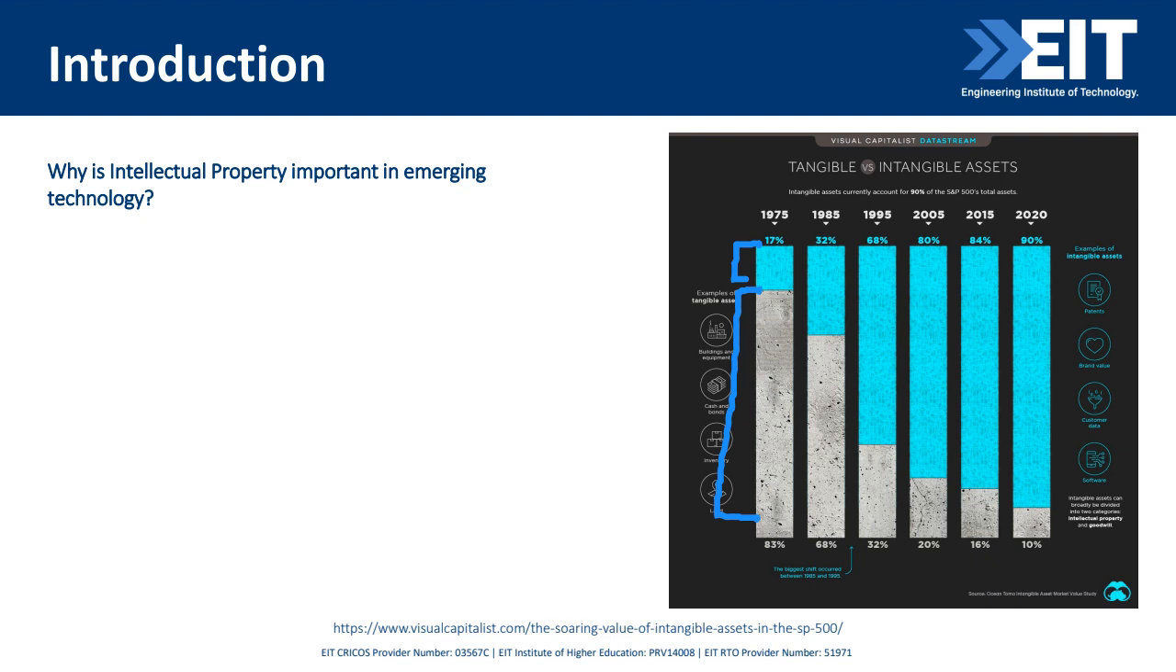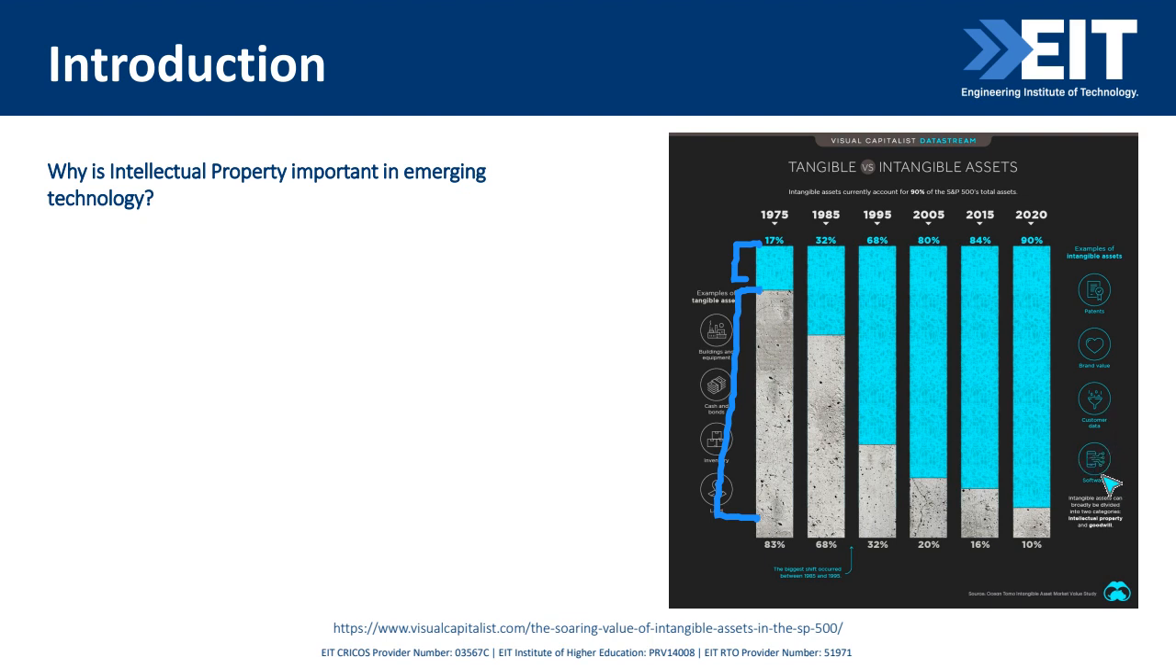Now let's quickly have a look at what it means when it says tangible and intangible assets. Tangible assets: we have buildings, we have cash, we have land, these sorts of physical aspects of property that will all fall under tangible assets. On the other hand, we have intangible assets. Intangible assets cover patents, brand value, customer data, goodwill that the company has gained in the market, and software.